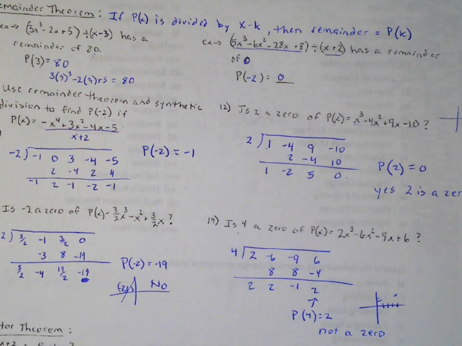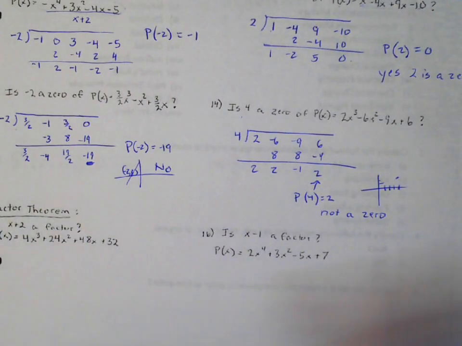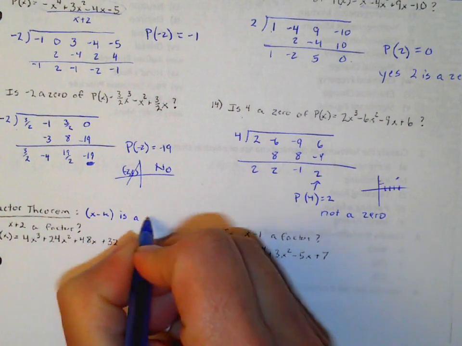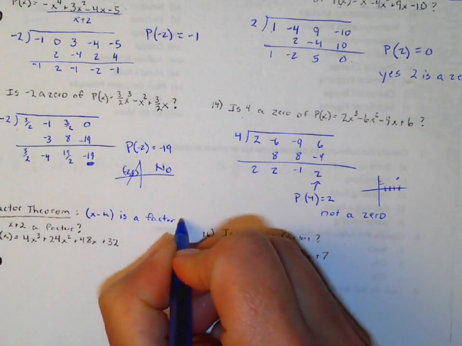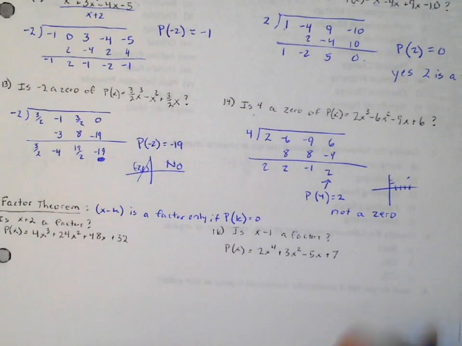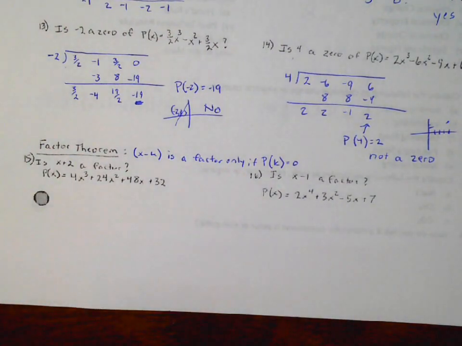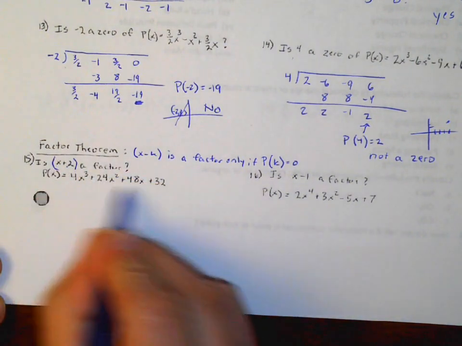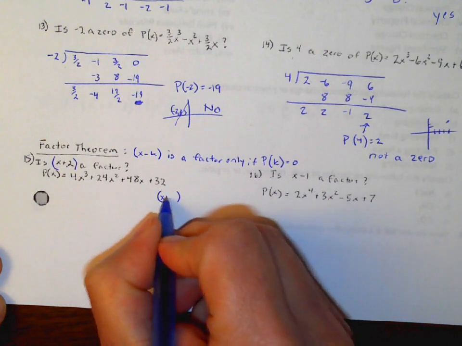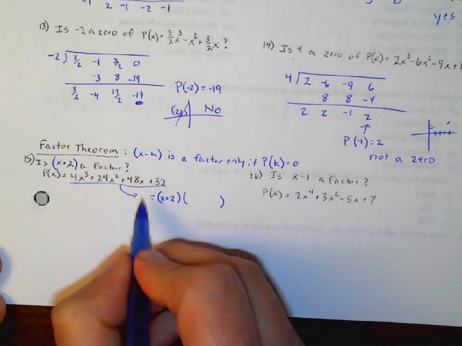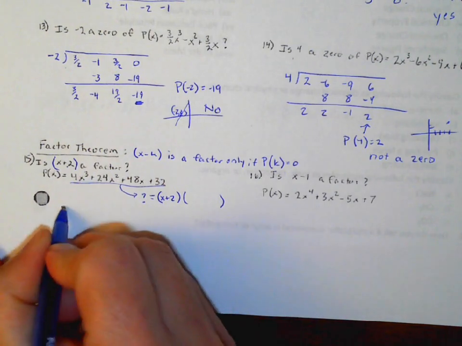Okay, next thing is the factor theorem. It says that x minus k is a factor only if p of k is equal to 0. Remember factoring, right? If we want to know if it's a factor, we can use the division here. We want to know, is x plus 2 a factor? So does x plus 2 times something else equal our p of x here? That's what we want to know. We can do that by dividing this out.